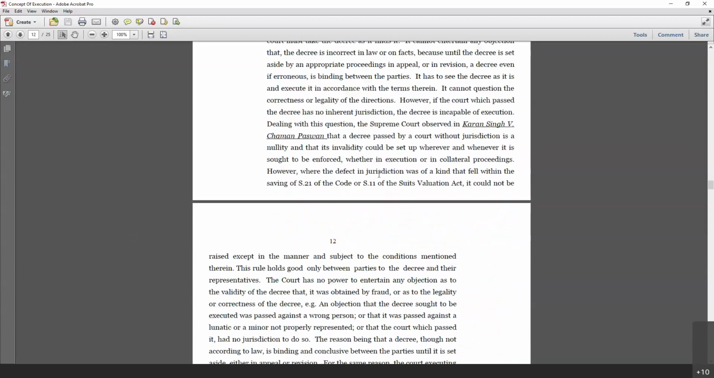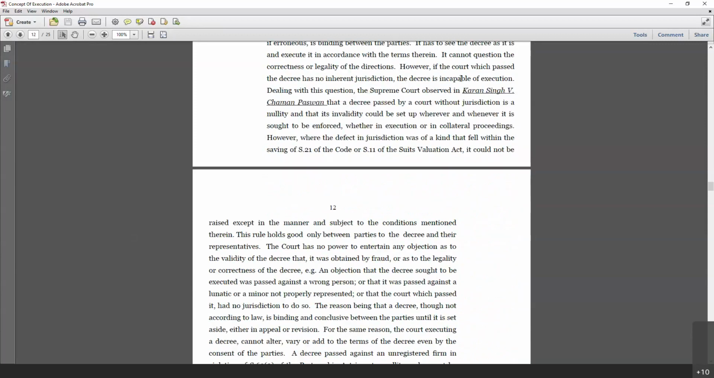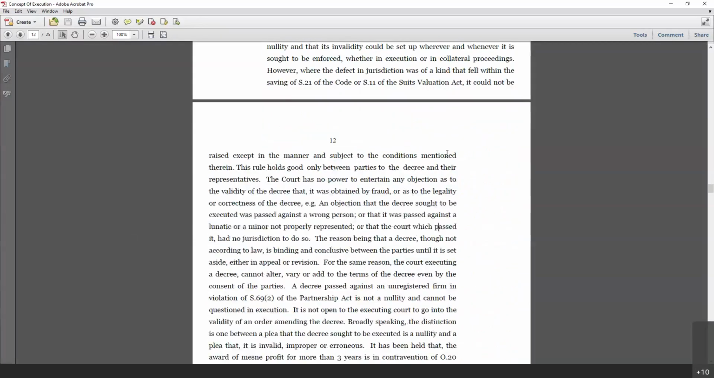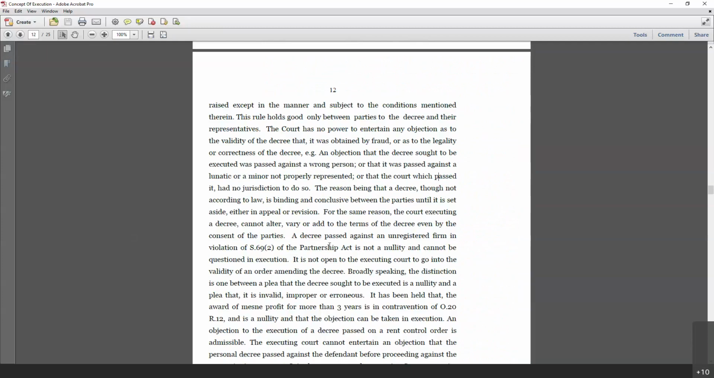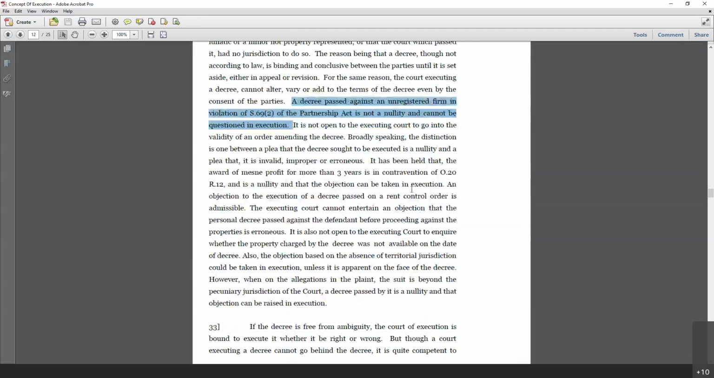Now, as I mentioned to you, there is again a lot of case law which has subsequently interpreted this jurisdictional paradigm. So it's not as simple as saying that every jurisdictional issue can be used to defeat a decree. A distinction has been drawn between something which is fundamental and something which is not. For instance, even though an unregistered firm under Section 69(2) is not supposed to be able to maintain proceedings in its own name, this has been held to be not so fundamental as to defeat a decree. So again, this is a little subjective. This is something you will have to take into account on a case-to-case basis.